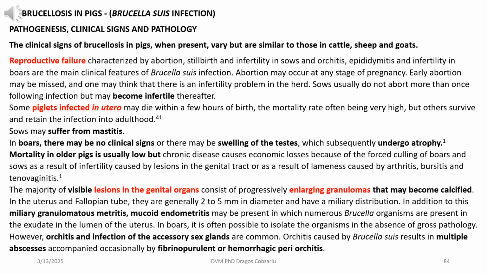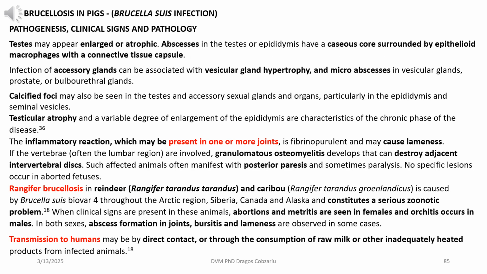Orchitis caused by Brucellosis results in multiple abscesses accompanied occasionally by fibrinopurulent or hemorrhagic periorchitis. Testes may appear enlarged or atrophic. Abscesses in the testes or epididymis have a caseous core surrounded by epithelioid macrophages with a connective tissue capsule. Infection of accessory glands can be associated with vesicular gland hypertrophy, and microabscesses in vesicular glands, prostate, or bulbourethral glands.